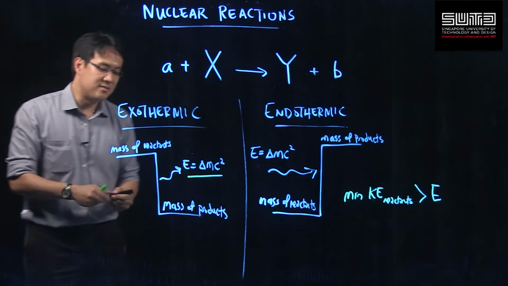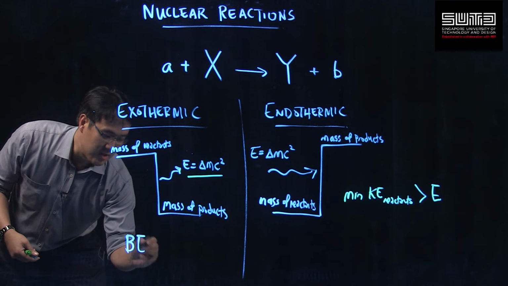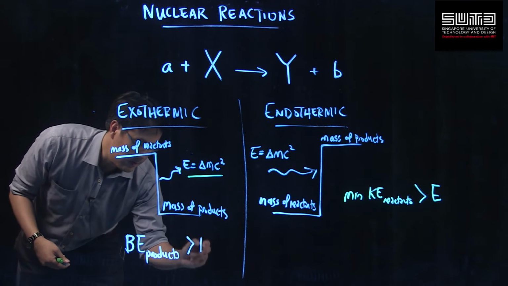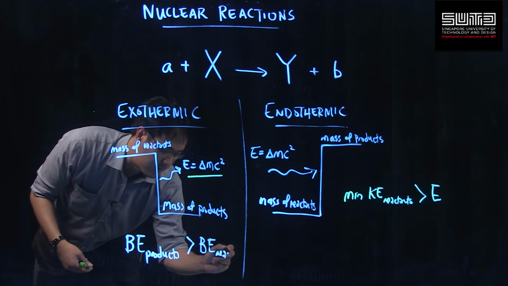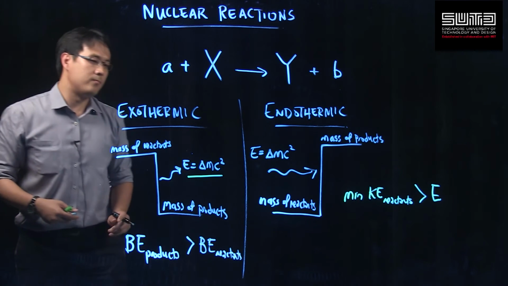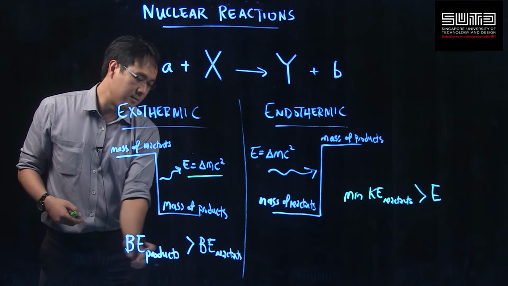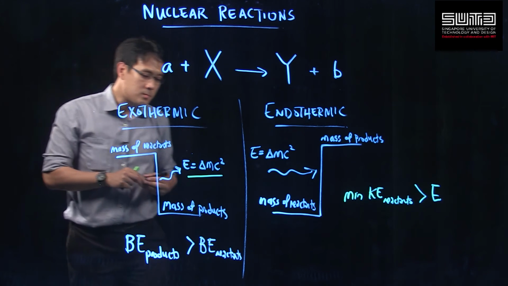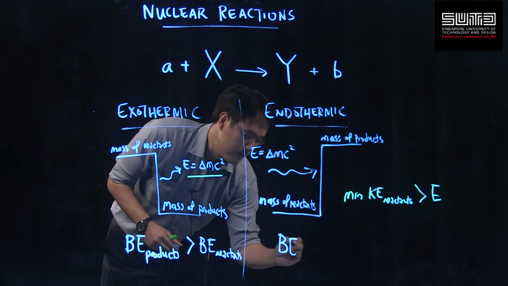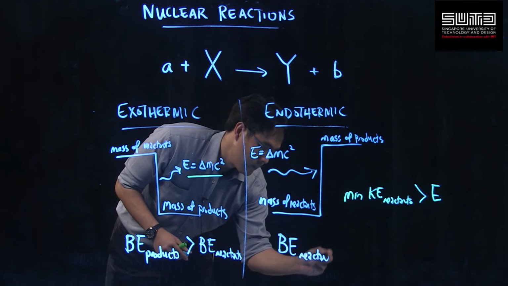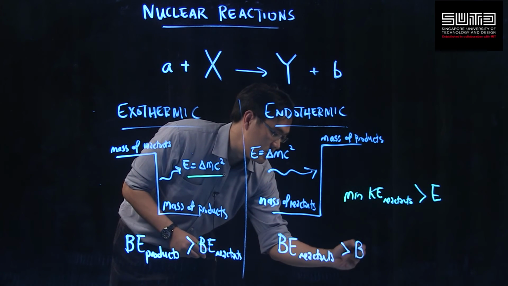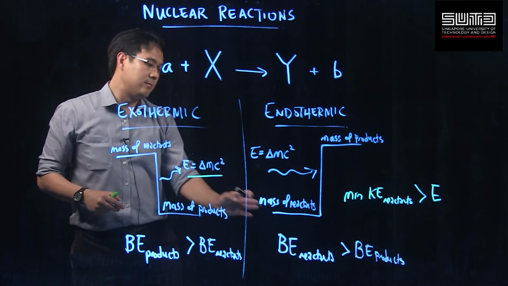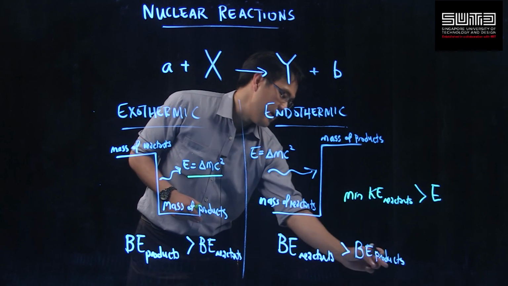So in such an instance, the binding energy of the products will be greater than the binding energy of the reactants. The amount of energy that's given off in this case is the difference between the binding energy of the products and the binding energy of the reactants. If it were an endothermic reaction, the binding energy of the reactants will be greater than the binding energy of the products. So the amount of energy that's required in this case is the difference between the binding energy of the reactants and the binding energy of the products.